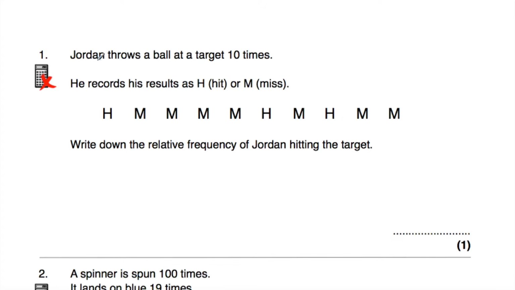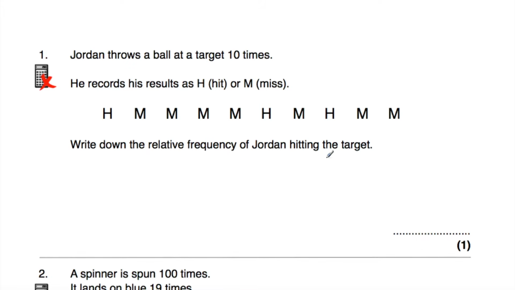Okay, question 1. Question 1 says that Jordan throws a ball at a target 10 times and he records his results as H, which stands for hit, or M, which stands for miss. So here are his results: hit, miss, miss, miss, miss, hit, miss, hit, miss, miss. And the question says write down the relative frequency of Jordan hitting the target.